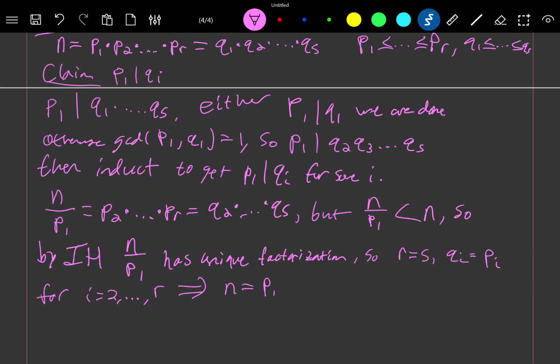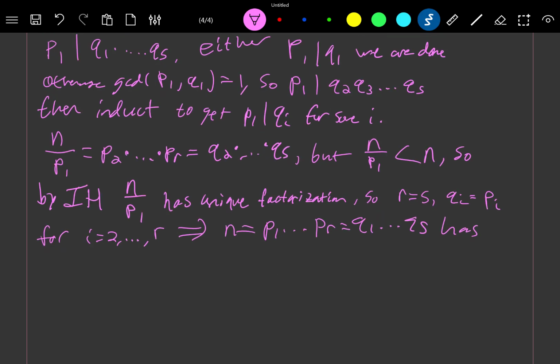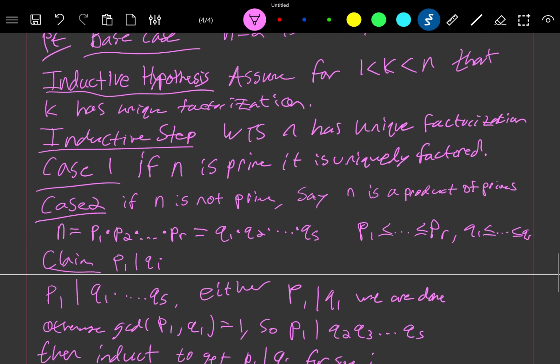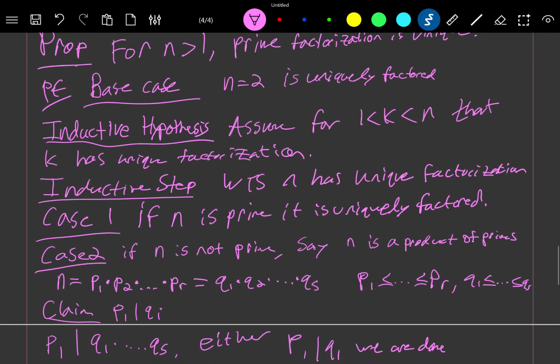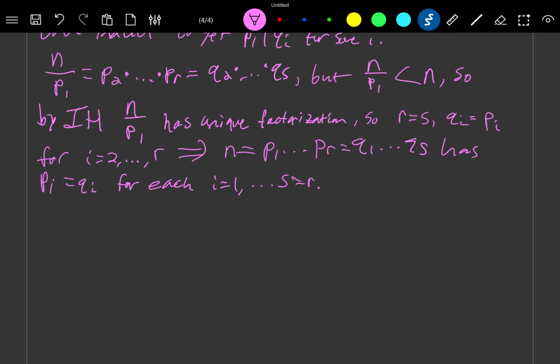But then this implies that our factorization up here, p1 to pr, q1 to qs, has pi equal to qi for each i equals 1 to s or r. And so we get the factorization is unique. And so this proves the fundamental theorem of arithmetic. So yeah, that is that.